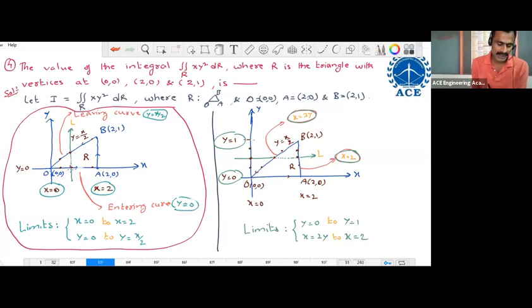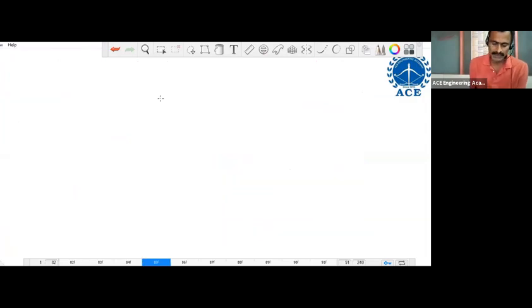Line parallel to the y-axis, y is changing, that is why the y limits are variable limits. Parallel to the y-axis, the y limits are variable limits, so we start with integration with respect to y. Line parallel to the x-axis, x is changing, the x limits are variable limits, that is why we start with integration with respect to x. Right? Now we do this problem again. Before doing this problem, just look at this diagram: x-axis, y-axis.